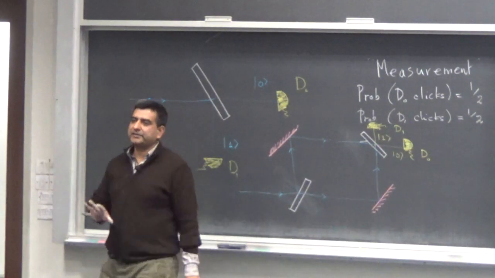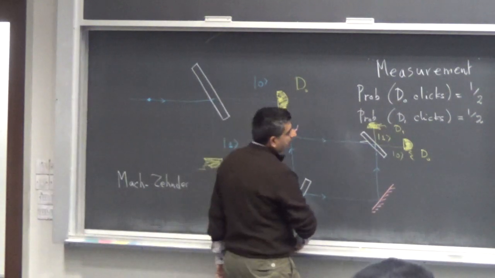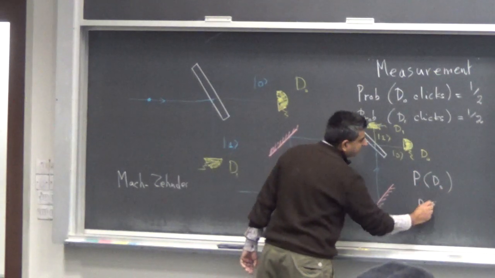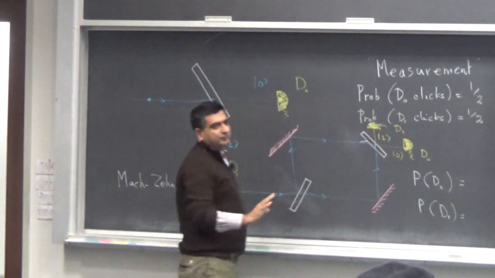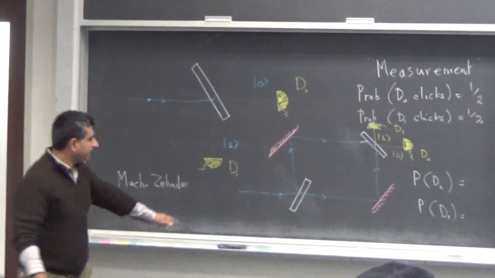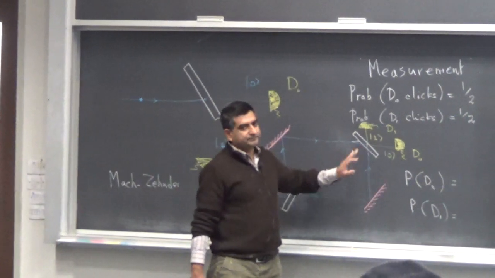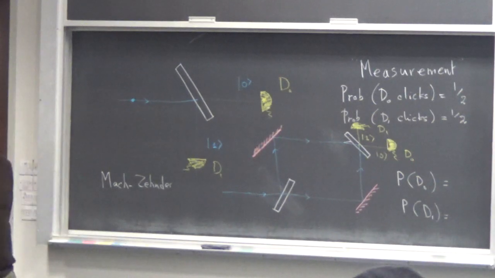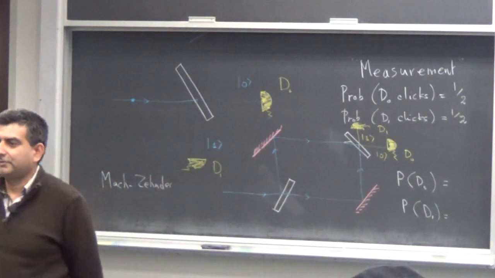Now I give you 2 or 3 minutes to think about this, and I want to ask you, what is the probability that D naught clicks, and what is the probability that D1 clicks? Just from common sense, don't worry about any quantum details here. What do you think is likely to happen if this is a 50-50 beam splitter and this is a 50-50 beam splitter? One by two again. Right. Got it?